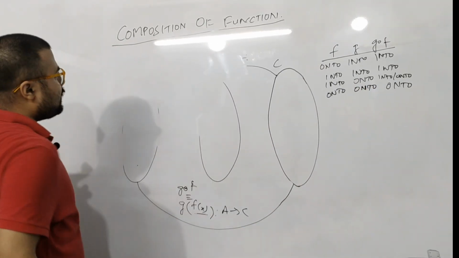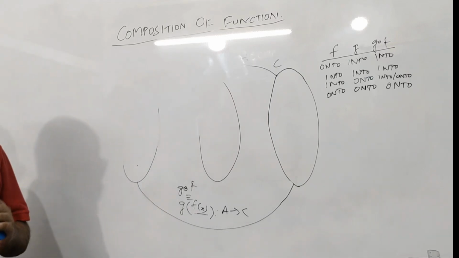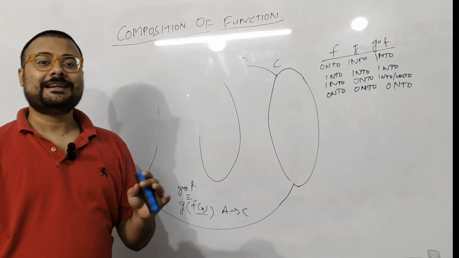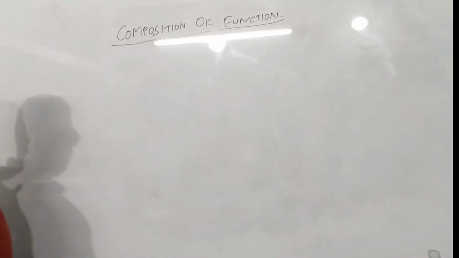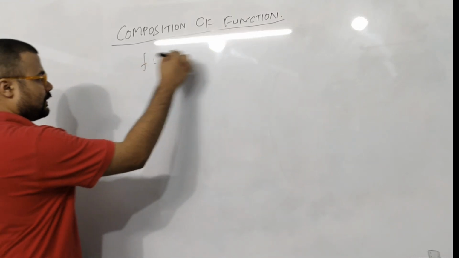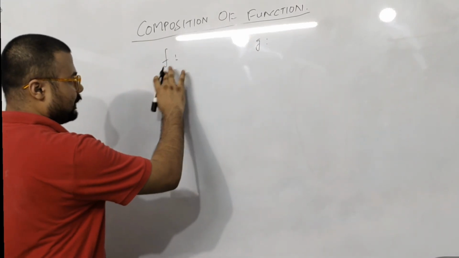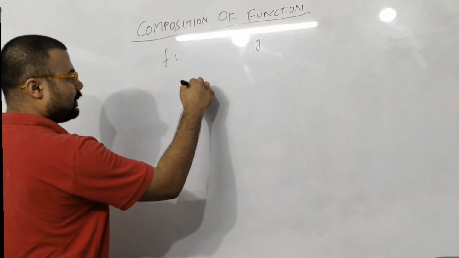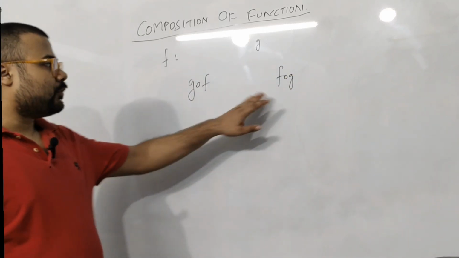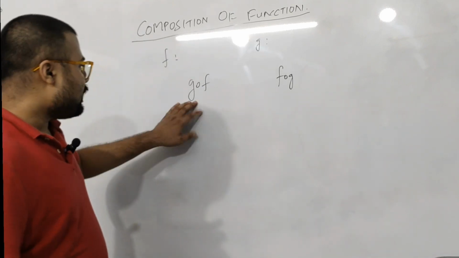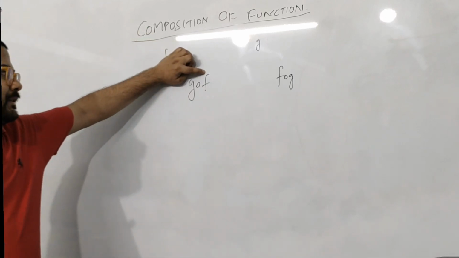Is there anything left about the composition of functions? Okay, let's look at commutativity and associativity. What is commutativity? Let's say you have two functions f and g. Commutativity means that when you have two functions f and g, either g∘f is possible or maybe f∘g is also possible. When g∘f and f∘g both are possible, for any composition to be valid or to hold, what is it?